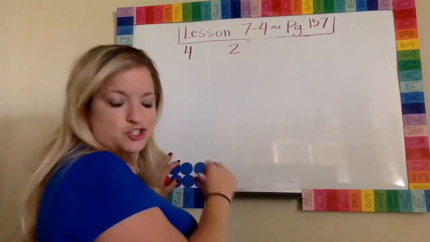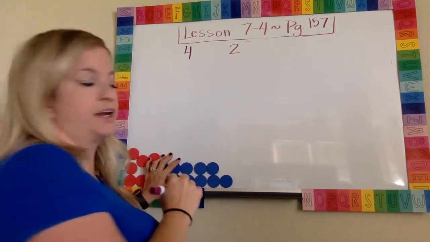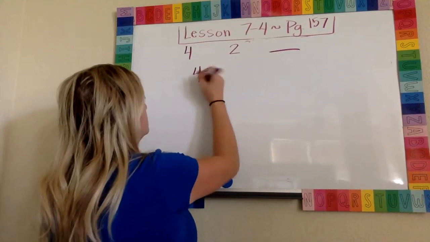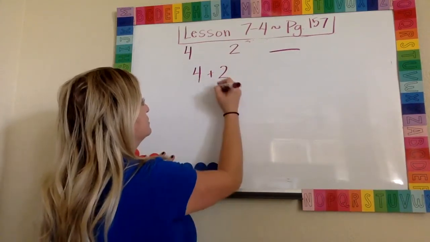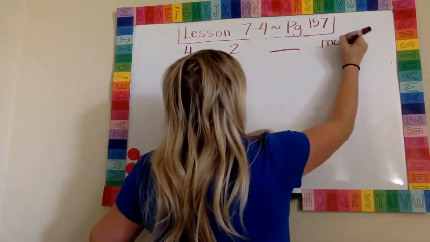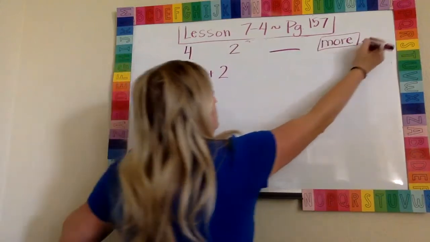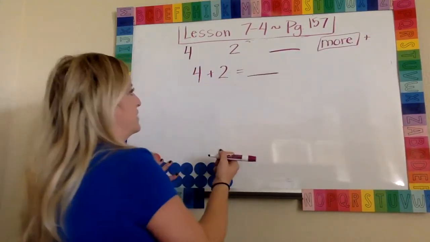Then he eats 2 more. How many grapes did Brian eat in all? We don't know how many in all. So he eats 4. Then he eats 2 more. More means I'm adding. Right? So I would circle more or put a box around more because that tells you you're adding. 4 plus 2 equals, I don't know how many he ate.